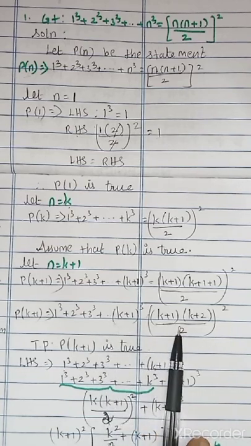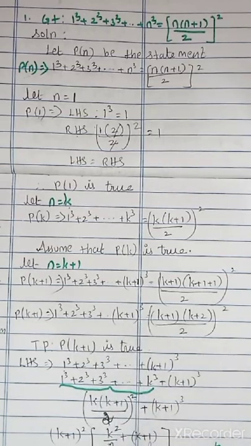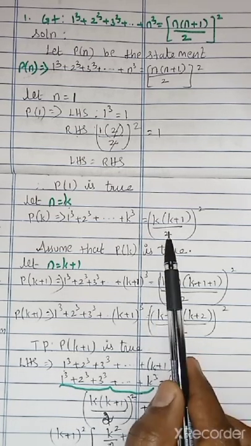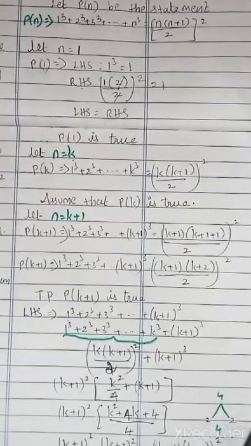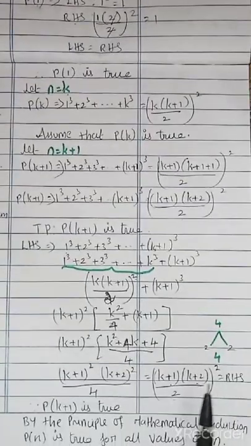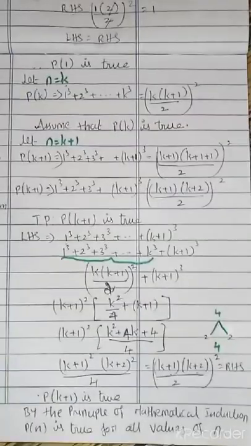To prove this, what we are going to do is take the left hand side and derive the right hand side. So we took the left hand side here: k plus 1 the whole cube. Now the previous of k plus 1 is k, so we can take it as k cube. So 1 to k cube, we already derived the answer here. Instead of that, we can substitute, and the last term as it is. Taking common terms out and simplifying, you will get your right hand side. If you arrive at your right hand side, you can say that by the principle of mathematical induction, P of n is true for all values of n. This is your final answer.